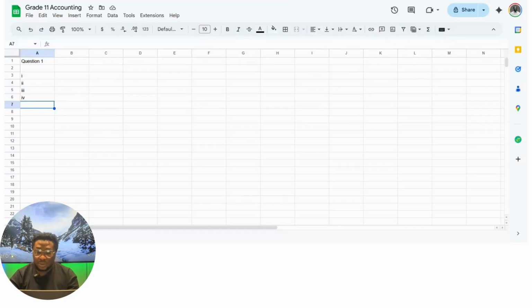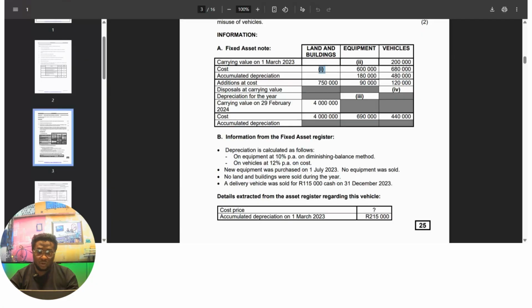So that would be a simple calculation of saying, well, for the land and buildings, it's 4 million minus the 750,000. So that will give us the balance at the beginning. So the balance at the beginning is 3,250,000. Okay, so that's answering number one. And then let's move to answer number two. So number two is here, and number two is basically what? Number two is the carrying value at the beginning of the year.